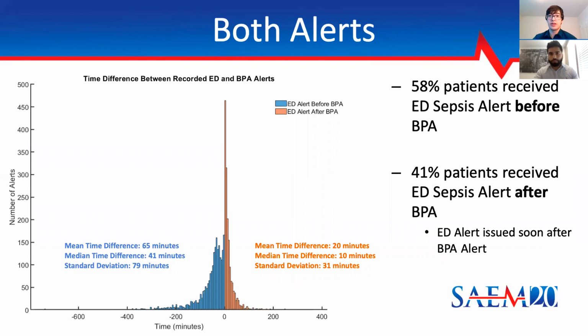Now, taking a closer look at the patients who received both ED and BPA alerts, we present a histogram of the frequency of alerts and the time difference in minutes between associated ED and BPA alert events. 58% of these patients received an ED sepsis alert before their BPA alert, and 41% of the patients received an ED sepsis alert after their BPA alert. Although most ED sepsis alerts came before the BPA, we can see the largest frequency of ED alerts came soon after the BPA was fired, suggesting that the BPA does its job in alerting providers to a septic patient.